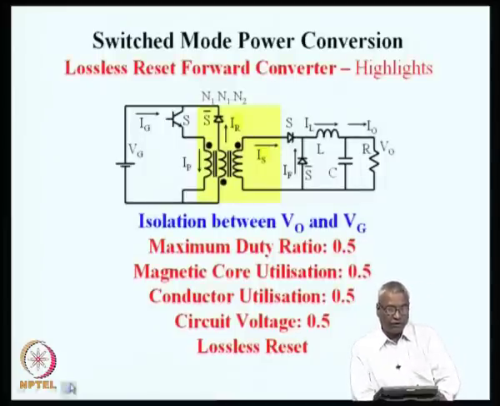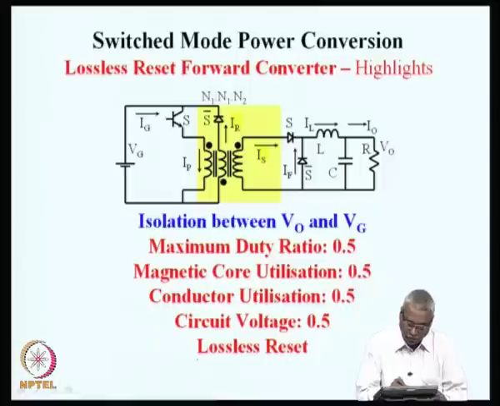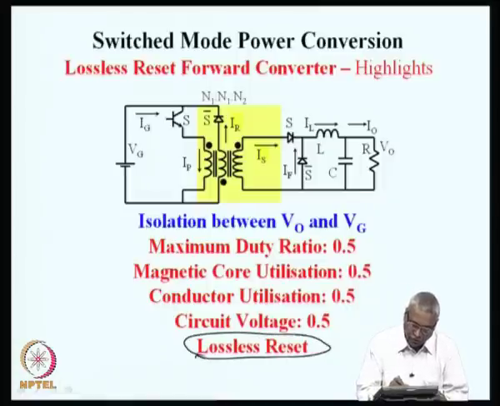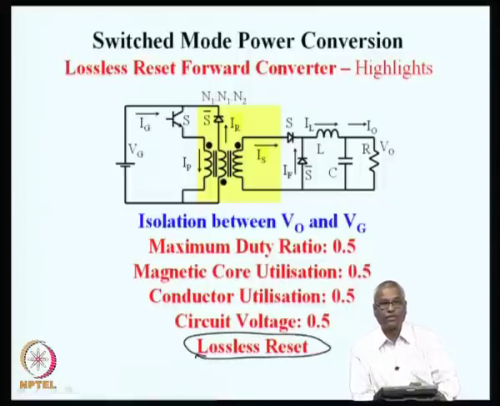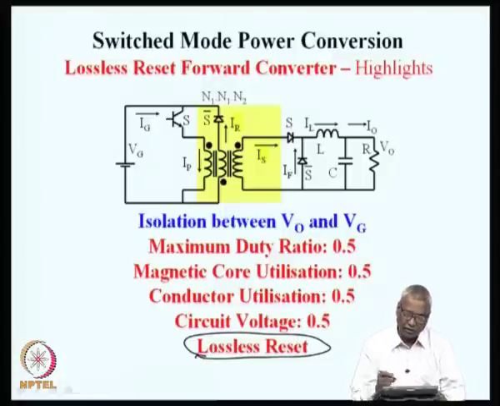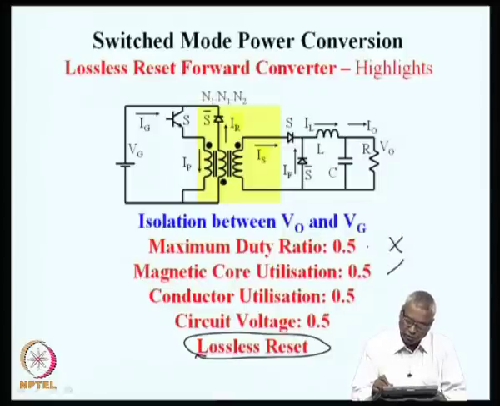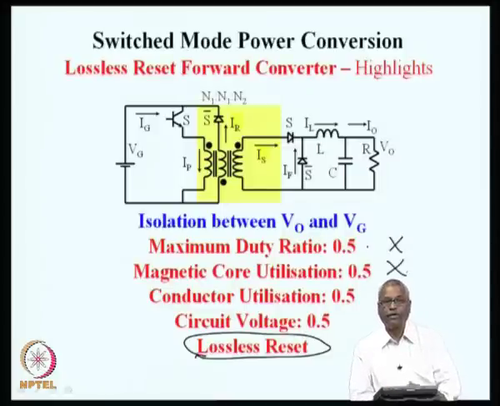waveforms on that converter, and the highlights of this are that all other things being the same, reset is now lossless. To that extent, we get better efficiency. However, the duty ratio is limited to 0.5. So, this negative feature remains as before. Core utilization is only 0.5. This negative feature also remains as before.